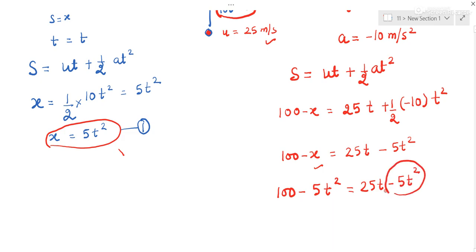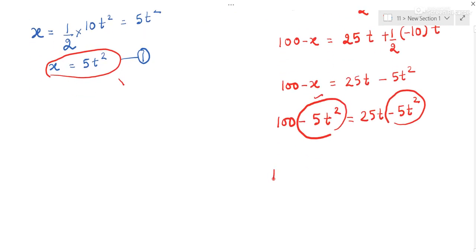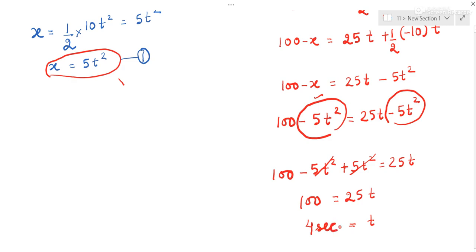Minus 5t square and minus 5t square will be cancelled. If you don't understand cancelled, you can take it one side. 100 minus 5t square, that 5t square will come here with plus, is equal to 25t. Now it is cancelled. So 100 is equal to 25t. So time is equal to 4 seconds. 100 by 25, that is 4 seconds. So when and where? So bhaiya, after 4 seconds they will meet.